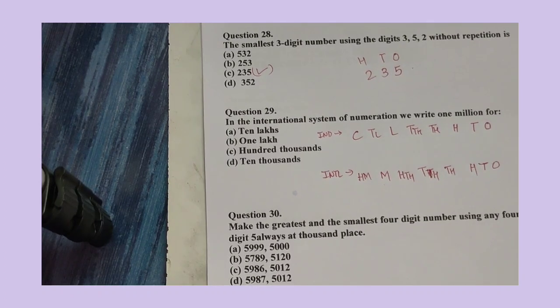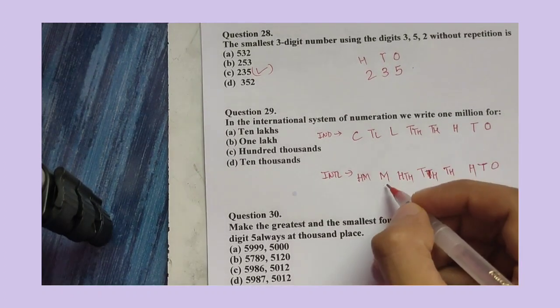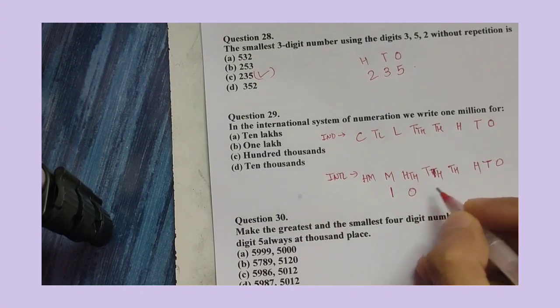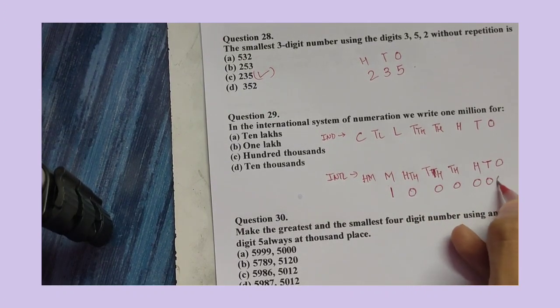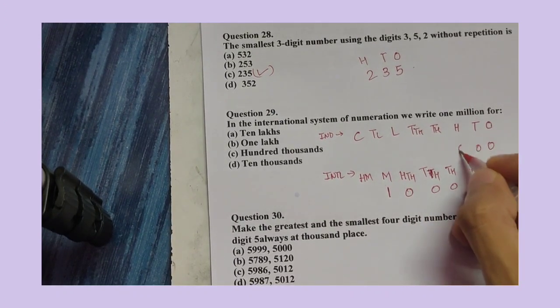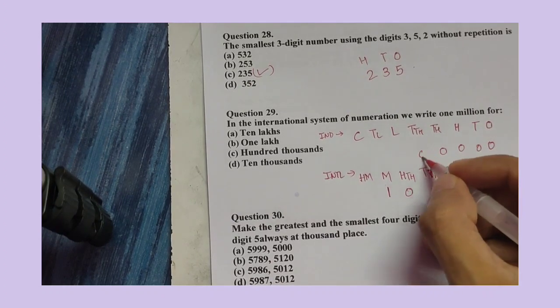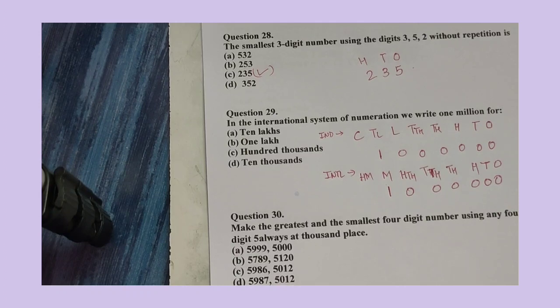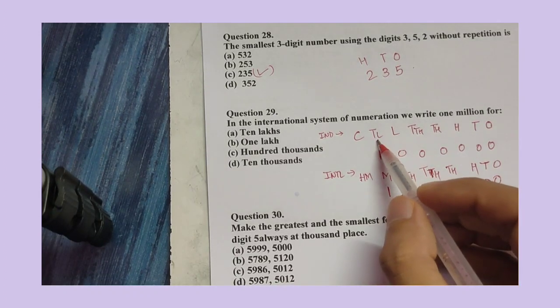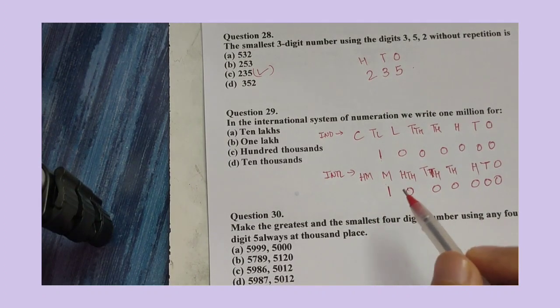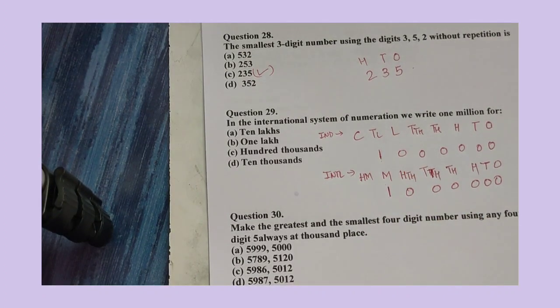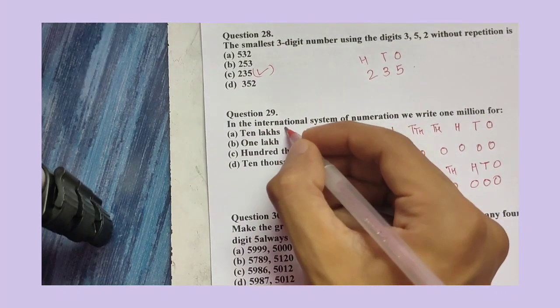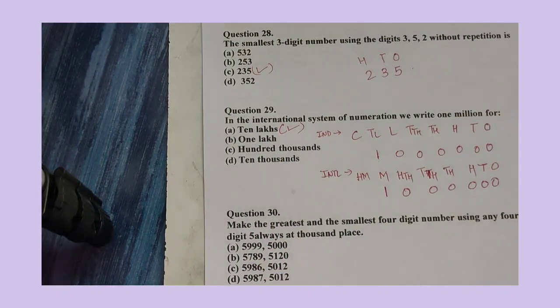Now what they have asked is 1 million. What will be the value for 1 million in the Indian numeric system? It will be referred to as 10 lakhs. See, here it's 10 lakh, here it's 1 million. So 10 lakhs in the Indian numeric system. So according to the options, it will be option A, right? So option A will be the correct one.